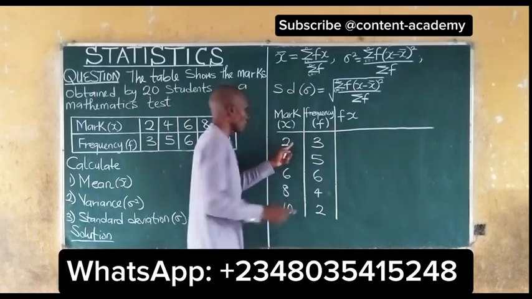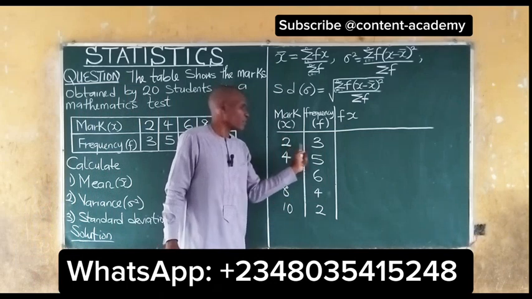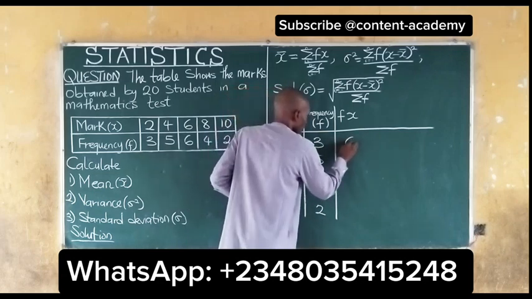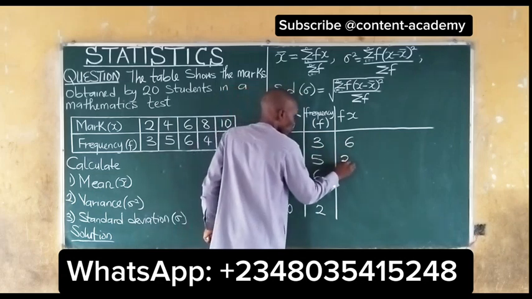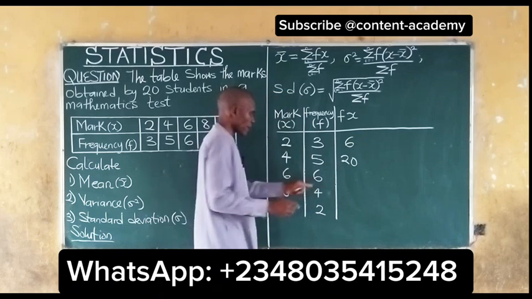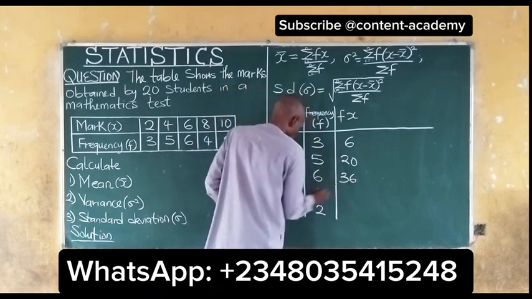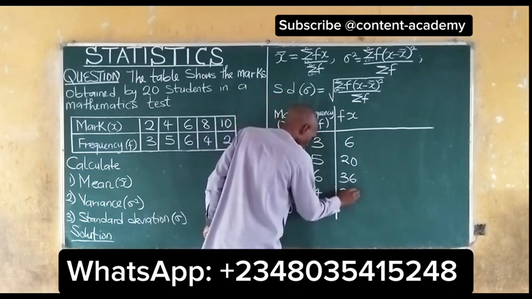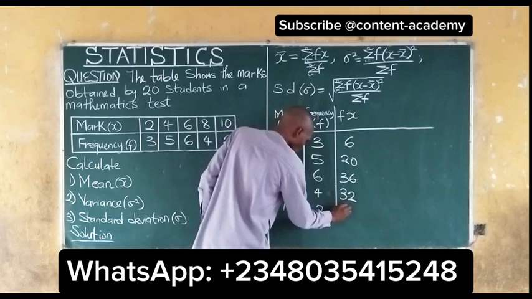So f of x is this multiplied by this. So we have 2 multiplied by 3, which is 6. 4 multiplied by 5, which is 20. 6 multiplied by 6, which is 36. 8 multiplied by 4, which is 32. And 10 multiplied by 2, which is 20.